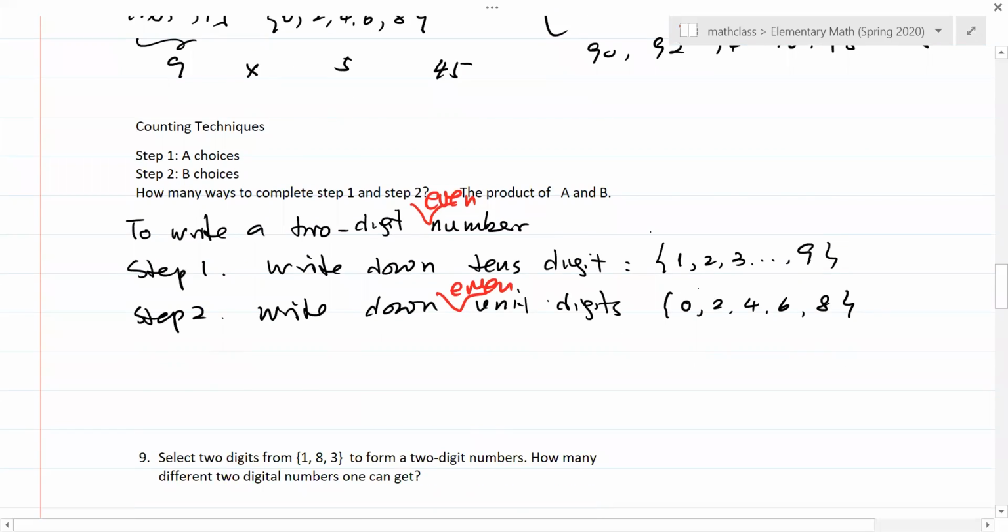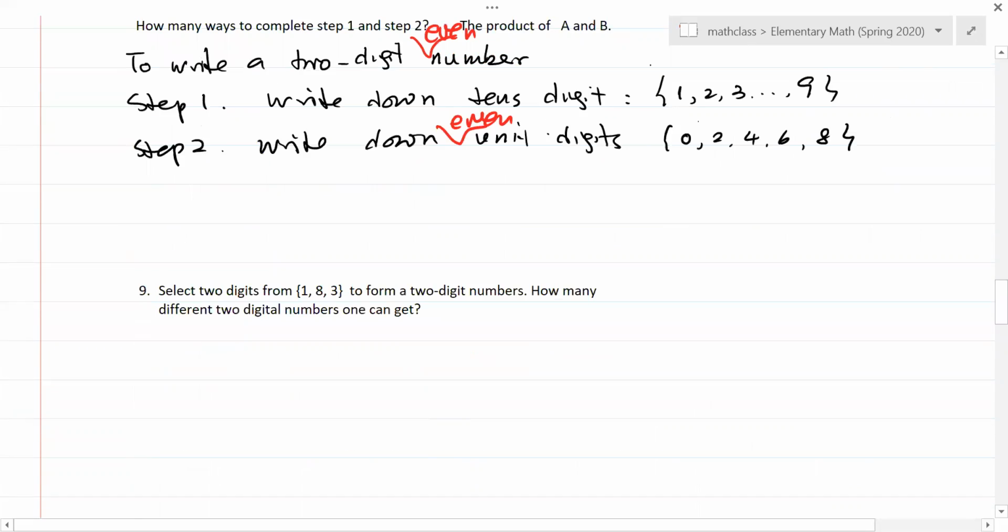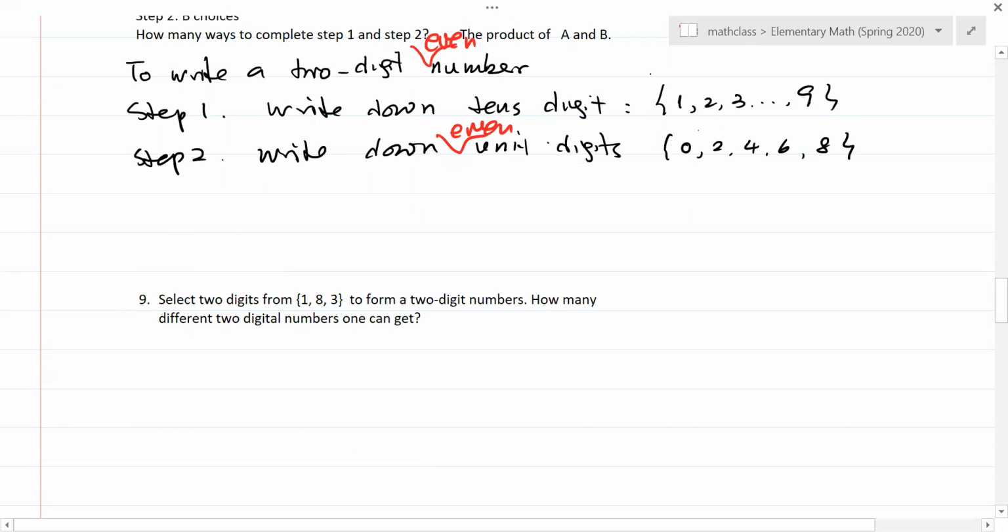All right, so let's take a look at the next problem. Select 2 digits from 1, 8, 3 to form a 2-digit number. How many different 2-digit numbers can one get? How many 2-digit numbers?